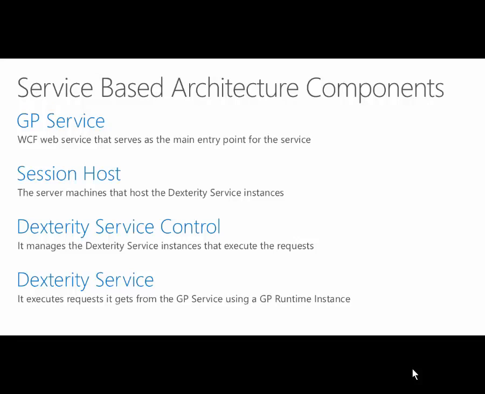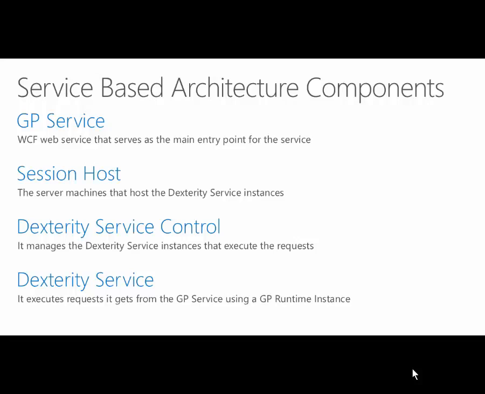The two that are probably most relatable in another sense are our Dexterity Service Control and our Dexterity Service. Our Dexterity Service Control manages the Dexterity Service instances to make sure that we're sending the request to the one that has the greatest amount of resources to handle it. And the Dexterity Service is the one that executes the request it gets from the runtime service or from the GP service. Where I see the similarity is with process server. To me, the distributed process manager is our Dexterity Service Control, and it's managing the distributed process server, which would be our Dexterity Service, if you were to use that as an analogy for those two.